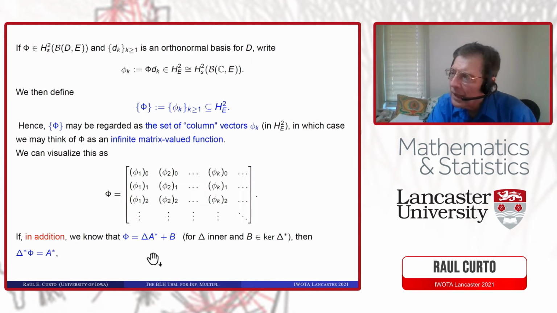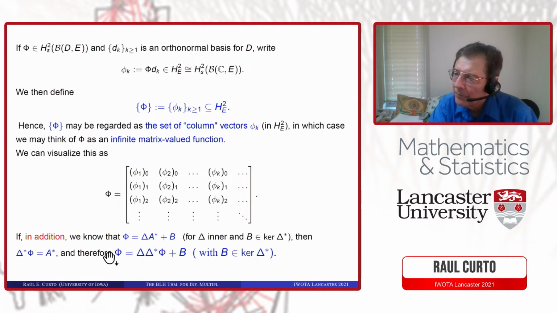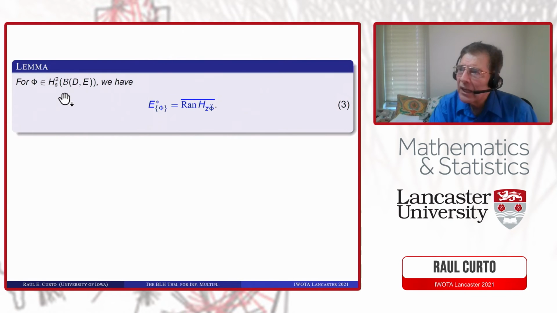If in addition we know that phi is of the form delta A star plus B, as in the decomposition theorem that I proved before, for delta inner and B in the kernel of delta star, then delta star phi has to be A star. And therefore delta delta star phi plus B is going to be phi. So you recover phi by doing this, keeping B in the kernel of delta star. Now I'm going to take a strong H2 function, and we prove that the closure of the range of a certain Hankel operator equals E phi star. So this is a concrete realization of E star F for some F.